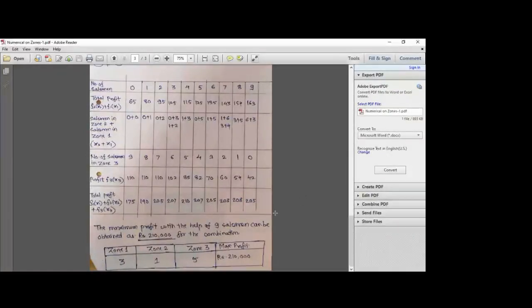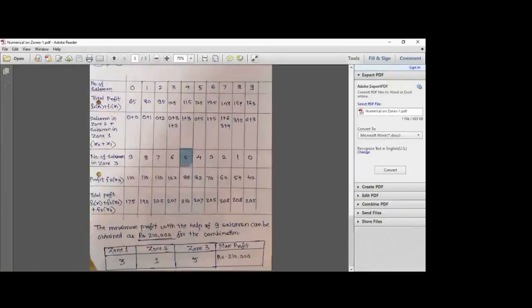Now, the maximum amongst all these values is how much? It is 210, right? So the maximum profit you can generate is 210. So I've written that the maximum profit that I will be getting is 210,000. Here also, if you can see, the maximum profit I can get is 210,000, right? But for what combination? How many salesmen are to be put? So going back in reverse, here you can see you already got the 210.